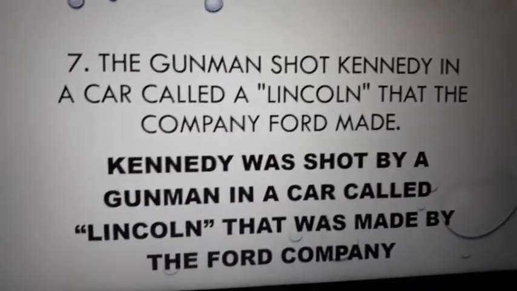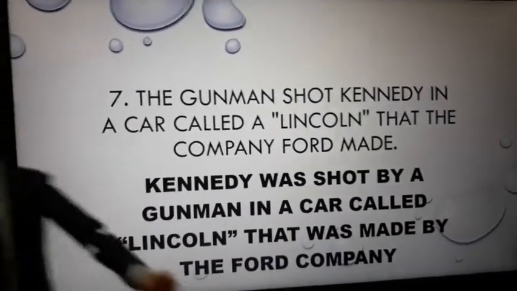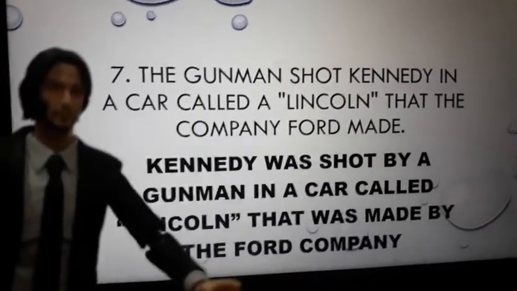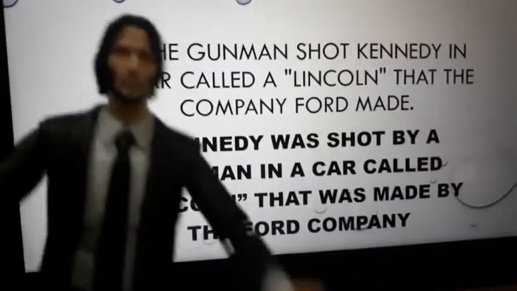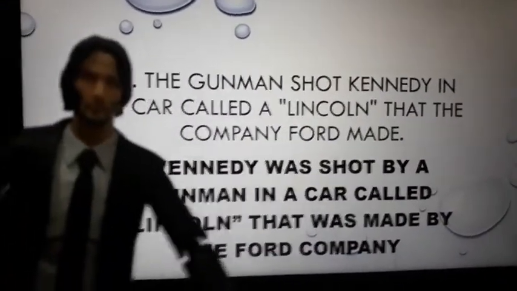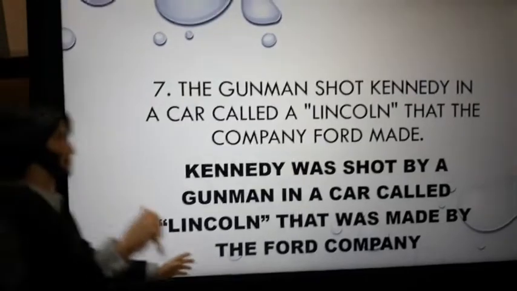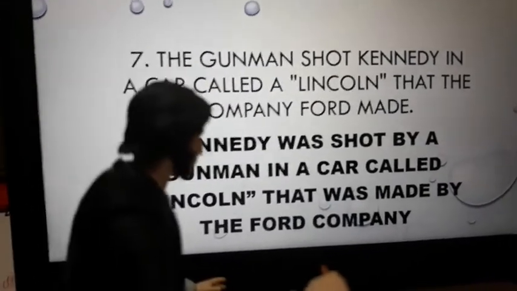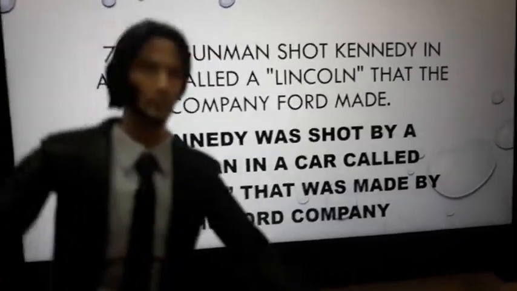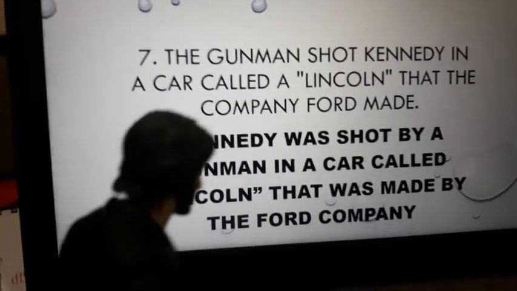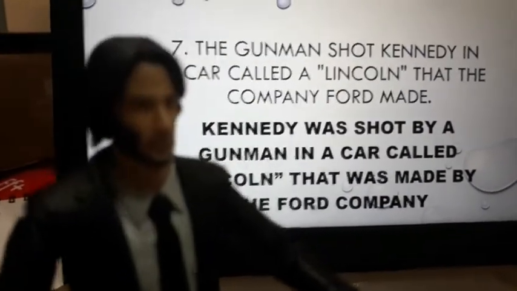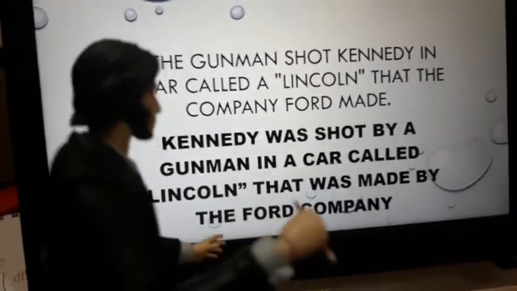Okay, we got: the gunman shot Kennedy in a car called Lincoln that the company Ford made. It was very nice to see that many of you answered correctly, because we have two sentences that are in active voice to be changed into passive voice. The first one was, the gunman shot Kennedy in a car called a Lincoln. So that will be, Kennedy was shot by a gunman in a car called Lincoln. The second sentence was referring to the car, a Lincoln, that the company Ford made. So then we change it into passive voice: a car called Lincoln that was made by the Ford company. All right? That was two sentences in one to be changed. Okay? Let's go with the next exercise.